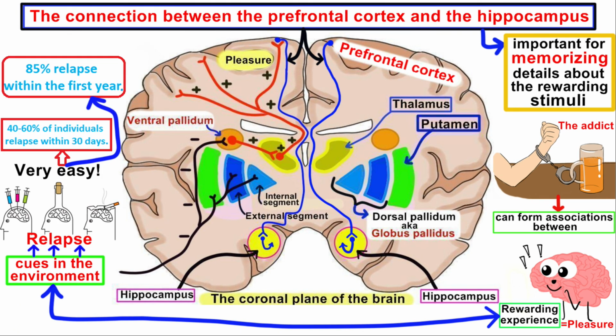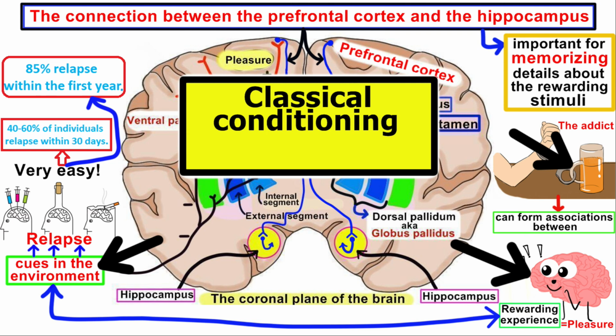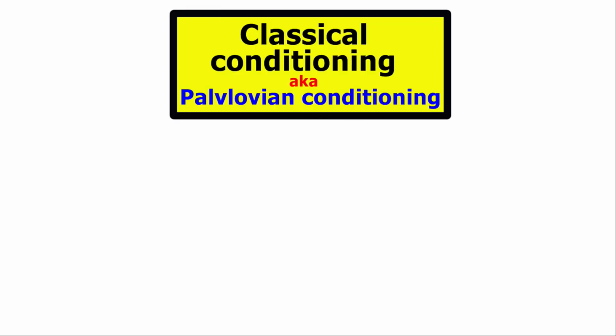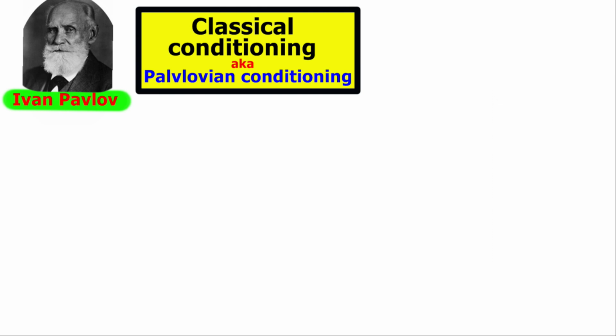This whole interconnection between the rewarding stimulus, the memory of the rewarding experience caused by the rewarding stimulus, and the memory of the cues in the environment related to the rewarding stimulus, are components of classical conditioning, also known as Pavlovian conditioning, which was named in honor of the Russian physiologist, Ivan Pavlov. Do you remember Pavlov's dog experiment?